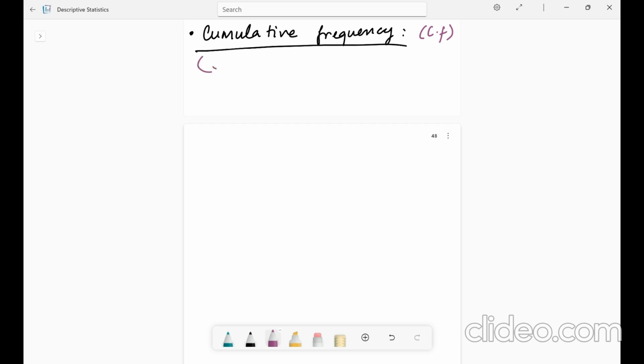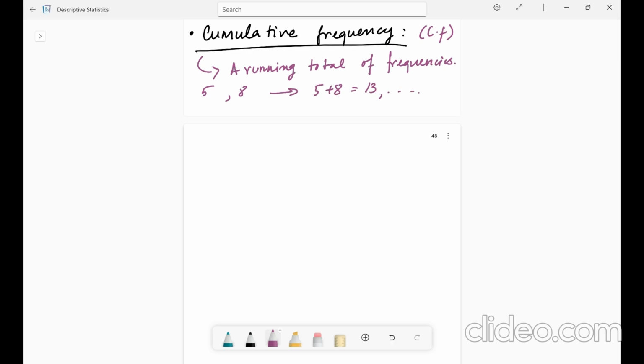frequencies. A running total of frequencies. For example, if the first class has 5 and the second has 8, then the cumulative frequency will be 5 plus 8, which is 13, and it will continue so on.